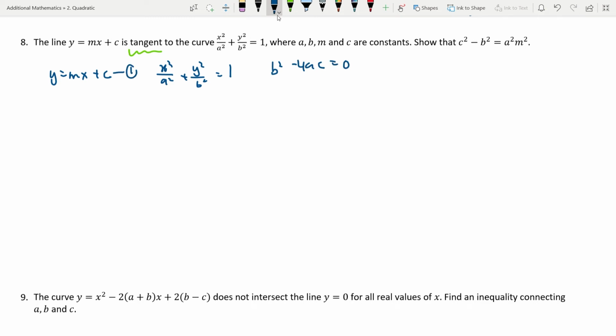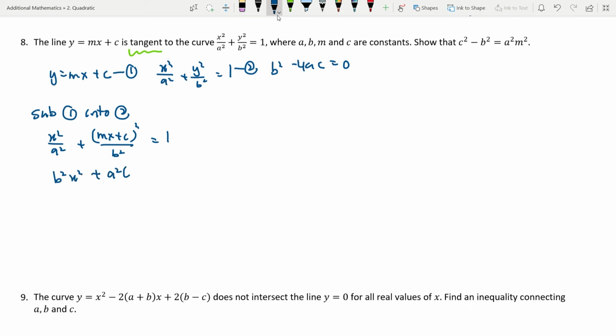We let this be equation 1 and this be equation 2, and we solve the simultaneous equation. We substitute equation 1 into equation 2. x squared over a squared plus (mx plus c) squared over b squared is equal to 1. We make the denominator the same: (b squared x squared plus a squared (mx plus c) squared) over a squared b squared is equal to 1.